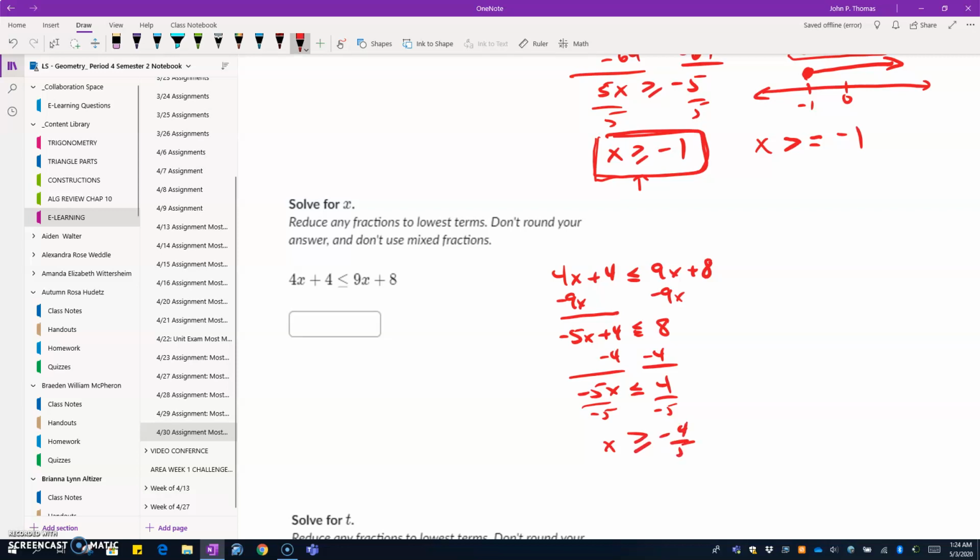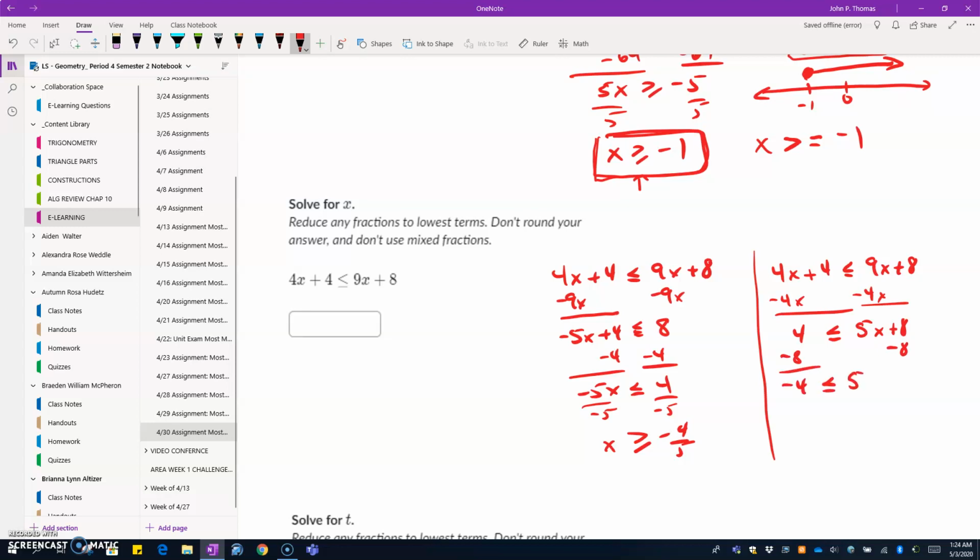and then we'd have negative 4/5 over here. Now I want to show you this going the other direction with the variable, just because I think that's going to help convince you if you're not totally convinced about switching the sign. If I subtract 4x off both sides, that takes me to 4 is less than or equal to 5x plus 8. If I subtract 8, I'm at negative 4 is less than or equal to 5x. And then I have negative 4/5 is less than or equal to x when I divide both sides by 5.